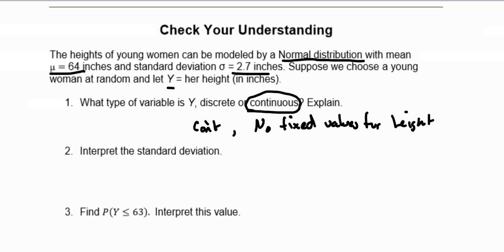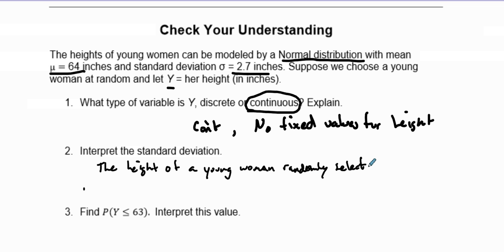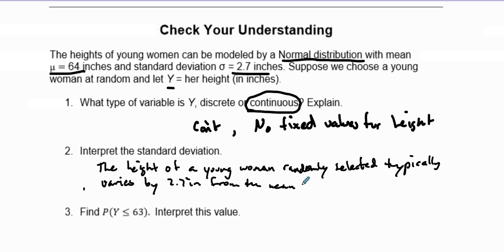Now let's find the standard deviation of this. Our standard deviation is 2.7. So the typical height of a young woman randomly selected typically varies by 2.7 inches from the mean height of 64 inches. That's what we know.